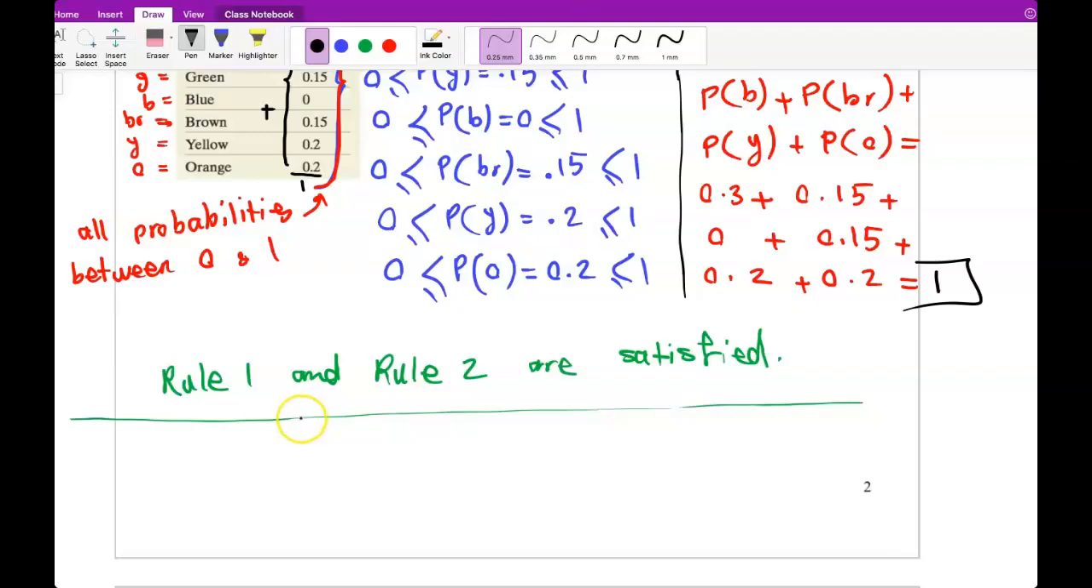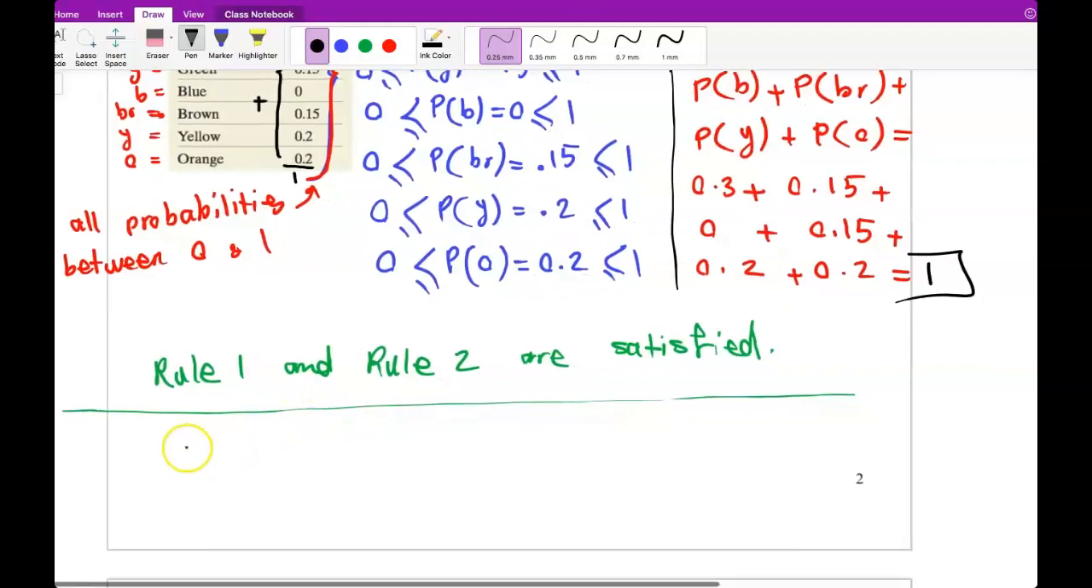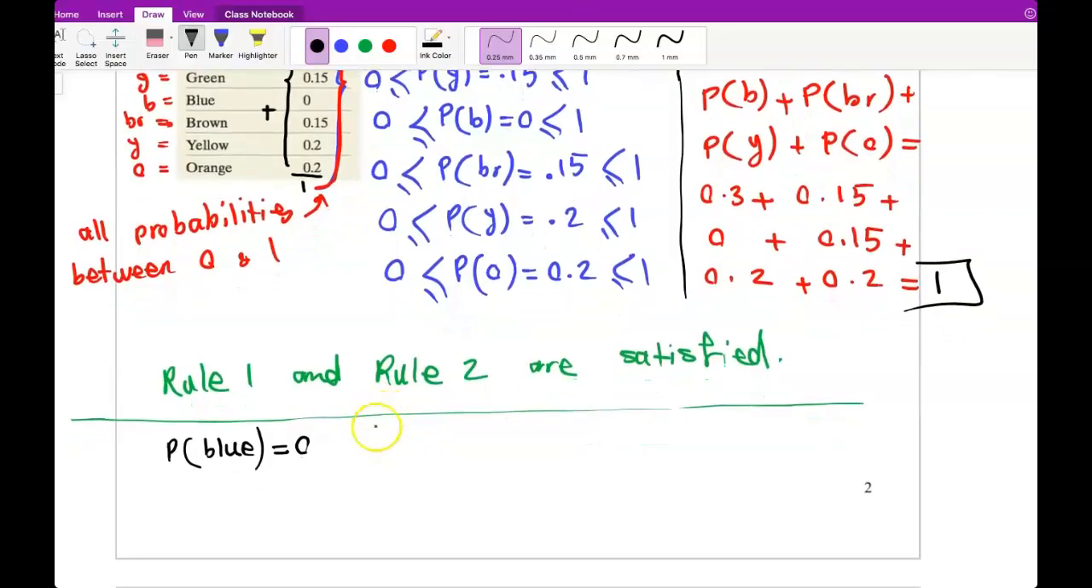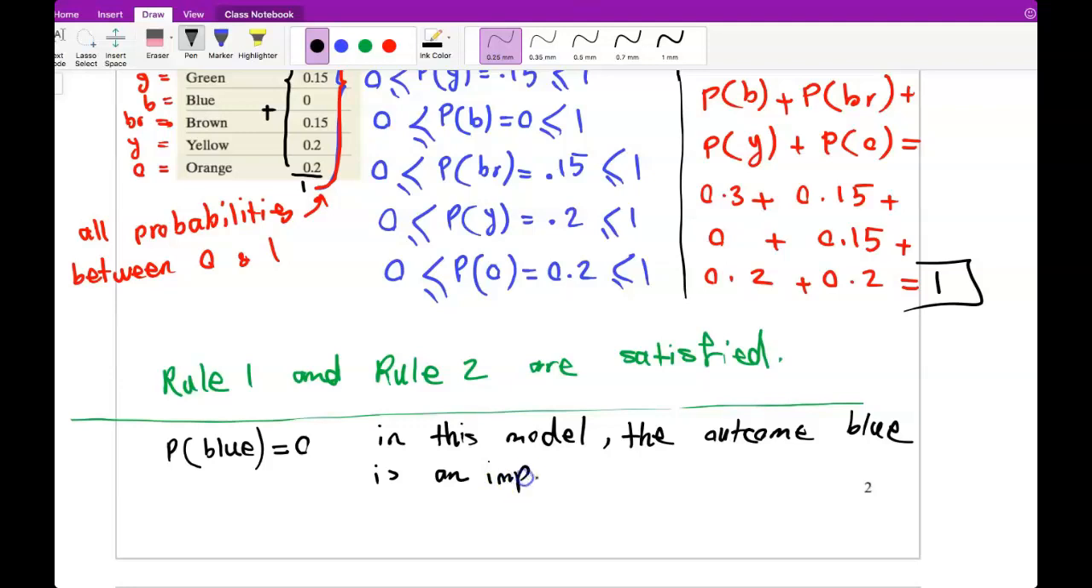And also here we have the probability of blue equal to 0. So this one is an impossible event, and that is because its probability is 0.